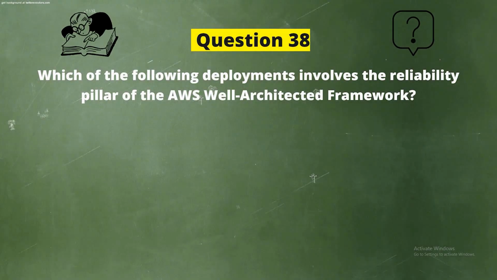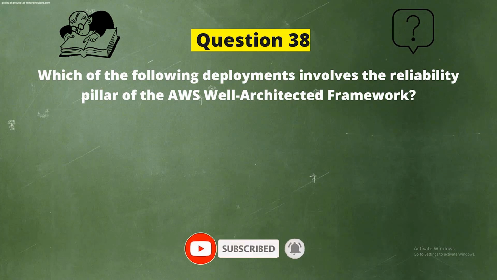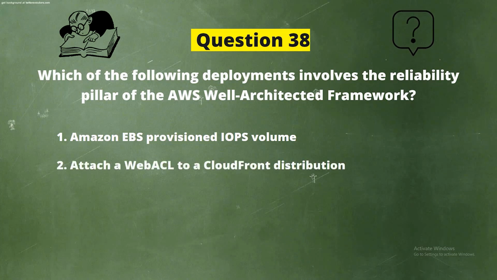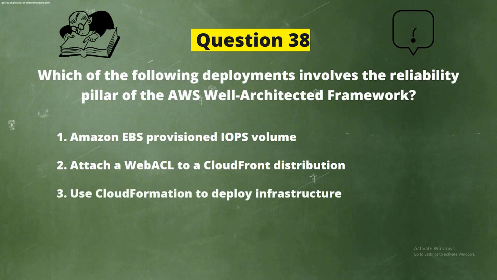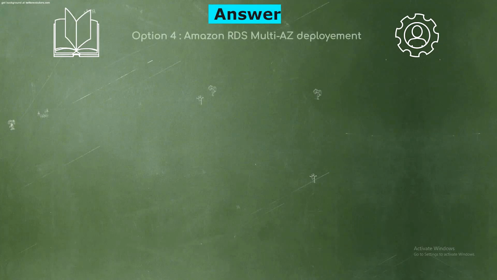Next question. Which of the following deployments involves the reliability pillar of the AWS well-architected framework? And the options are: Option 1. Amazon EBS provisioned IOPS volume. Option 2. Attach a web ACL to a CloudFront distribution. Option 3. Use CloudFormation to deploy infrastructure. Option 4. Amazon RDS multi-AZ deployment. And the correct answer is Option 4.